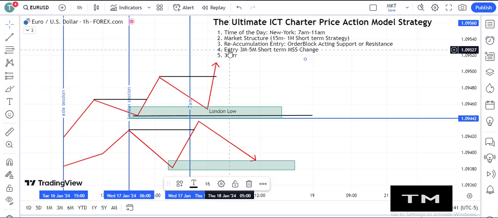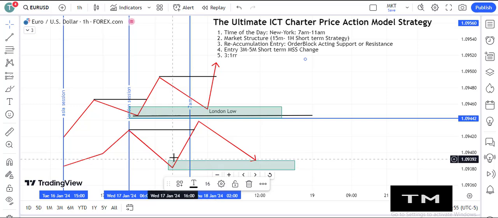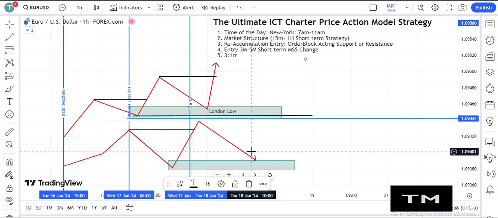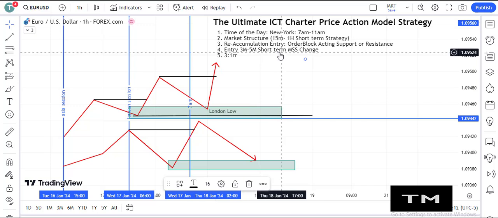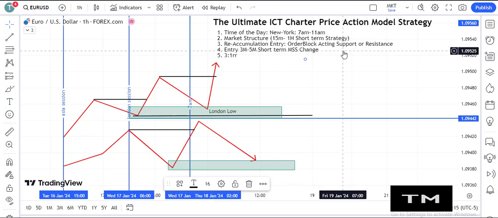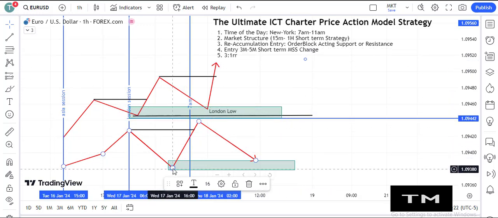So number 4, enter on the 3 to 5 minute short term market structure. What am I saying? If price moves higher and retraces into the London low, what are you going to do? You wait for a market structure shift on the 3 minute or the 5 minute short term, which is the MSS, a market structure change of trend. So this is very simple. This low can be either a 1 hour short term or a 15 minute short term. It all depends, but you can decide to trade any one of them.